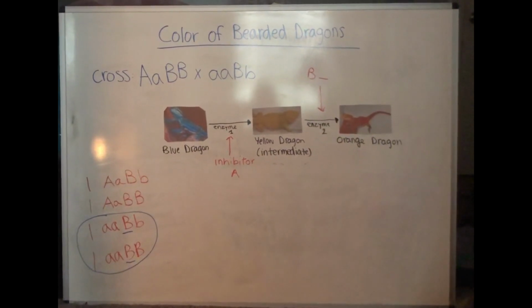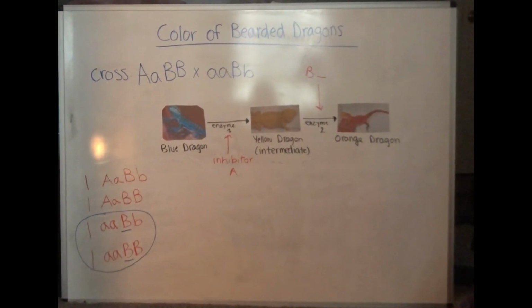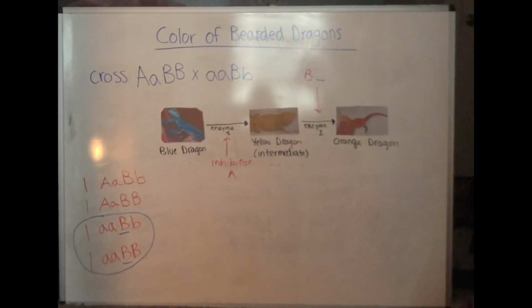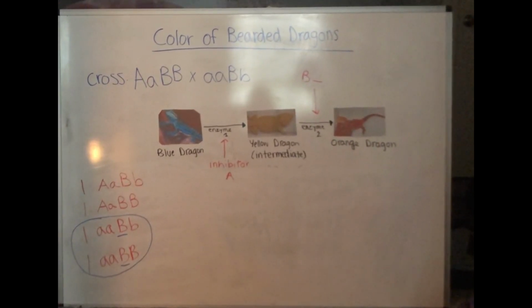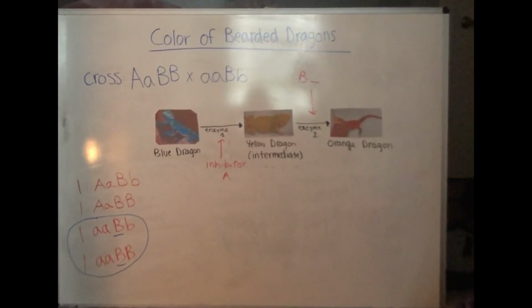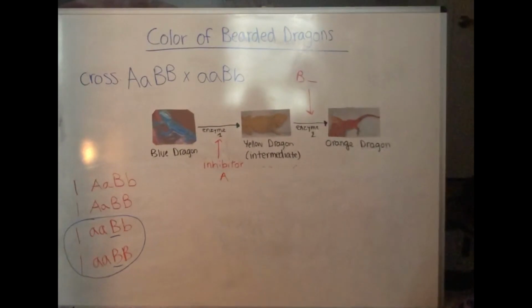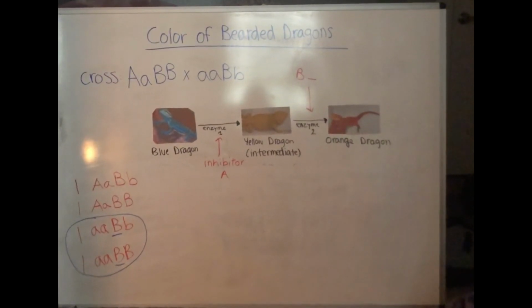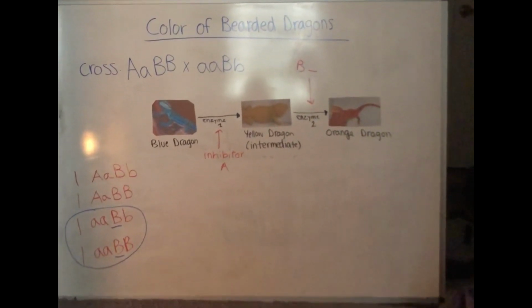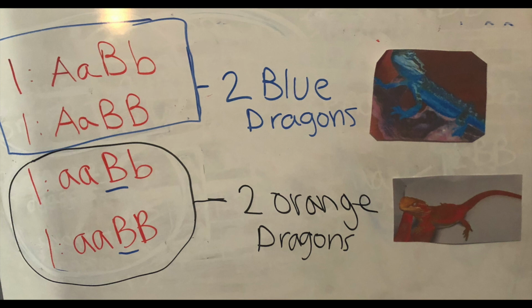When we look at the next two circled in blue, we can see that they are both homozygous little a. This means that they can progress further to the yellow dragon intermediate. Now we can look at the B locus and see that they are both big B something. This means that they could both progress past the yellow intermediate and will be orange dragons. Our phenotypic ratio with this cross will be 2 to 2 rather than 12 to 3 to 1 like the other heterozygous dihybrid cross.